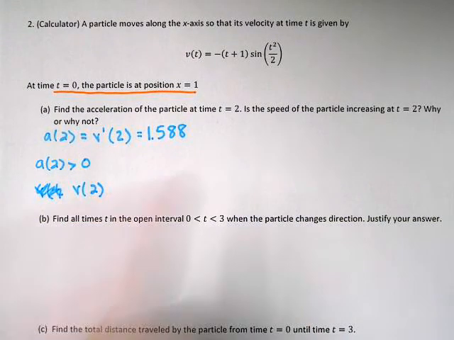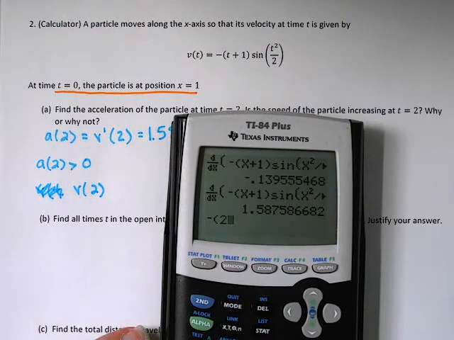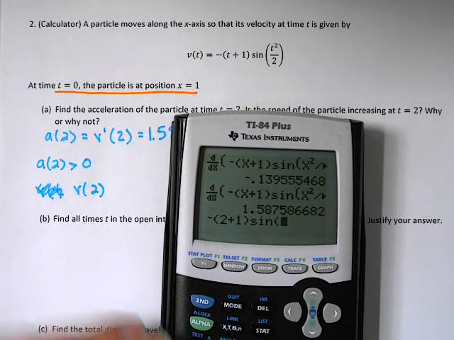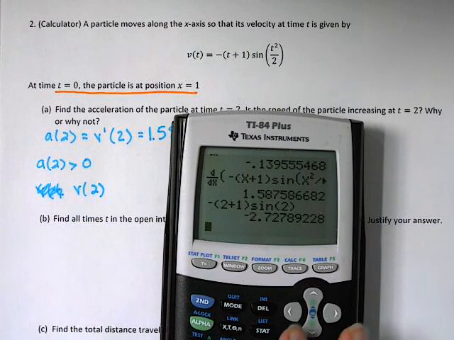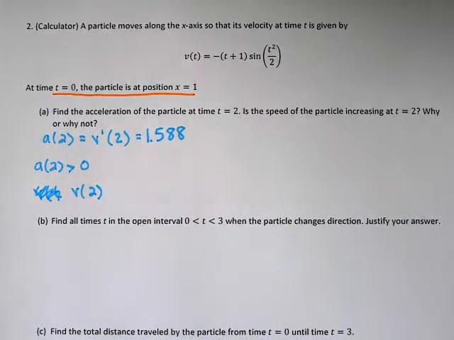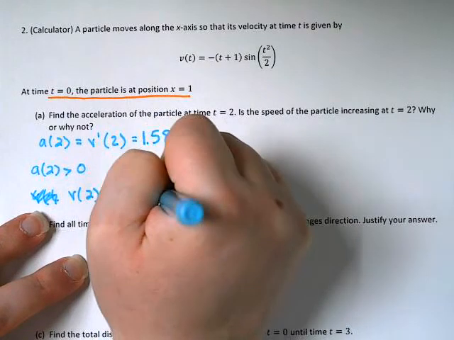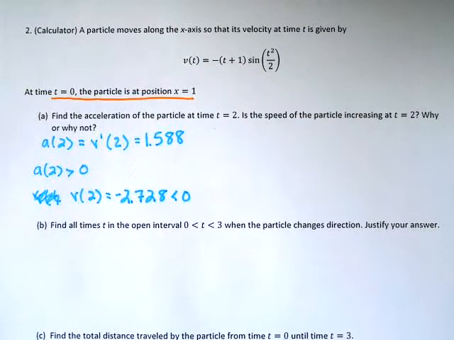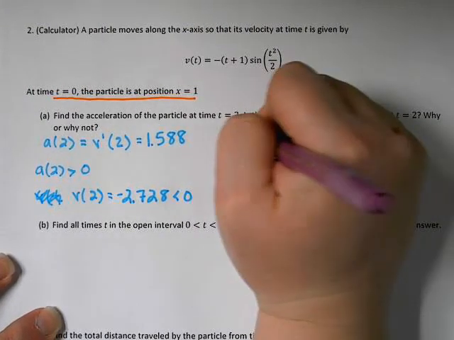Well, that means then just substitute 2 into this function. So negative 2 plus 1 times the sine. 2 squared is 4, divided by 2 is 2, so I'm just going to do the sine of 2. And we get that the velocity is negative 2.728, which we know is less than 0. So when we look at this, the acceleration is positive, but the velocity is negative, which means that the speed of the particle is not increasing at this point.